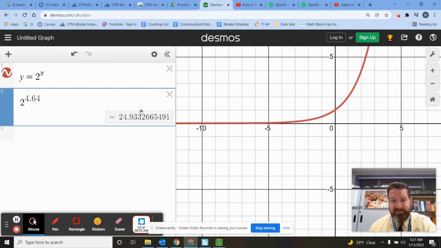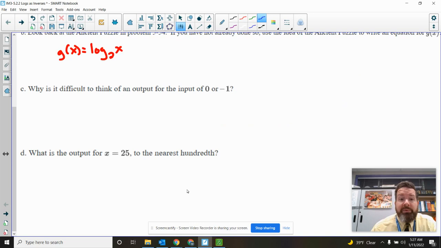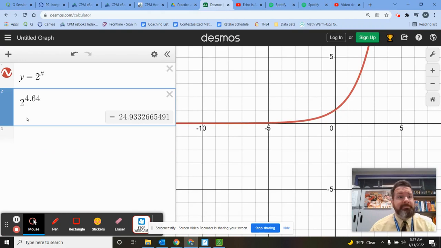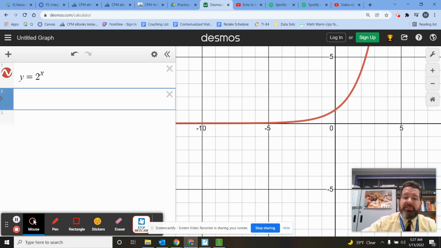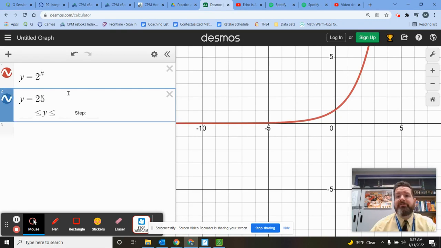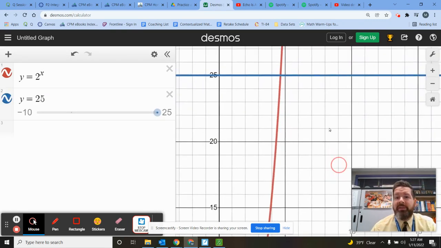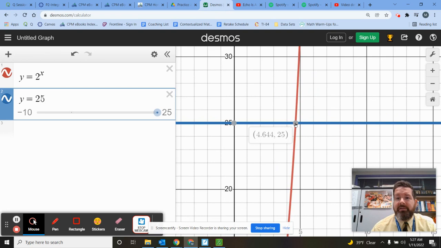Now, it's not exact. That's because we're rounding this. If you want to get exactly 25, you've got to add more decimal points. But we were told here to round to the nearest hundredth. So what exponent got us there? It was about 4.64. Another way you could do that, using our Desmos technology here, is if you just graph y equals 25, and then we look for where these two graphs intersect. Right there it is at about 4.64.